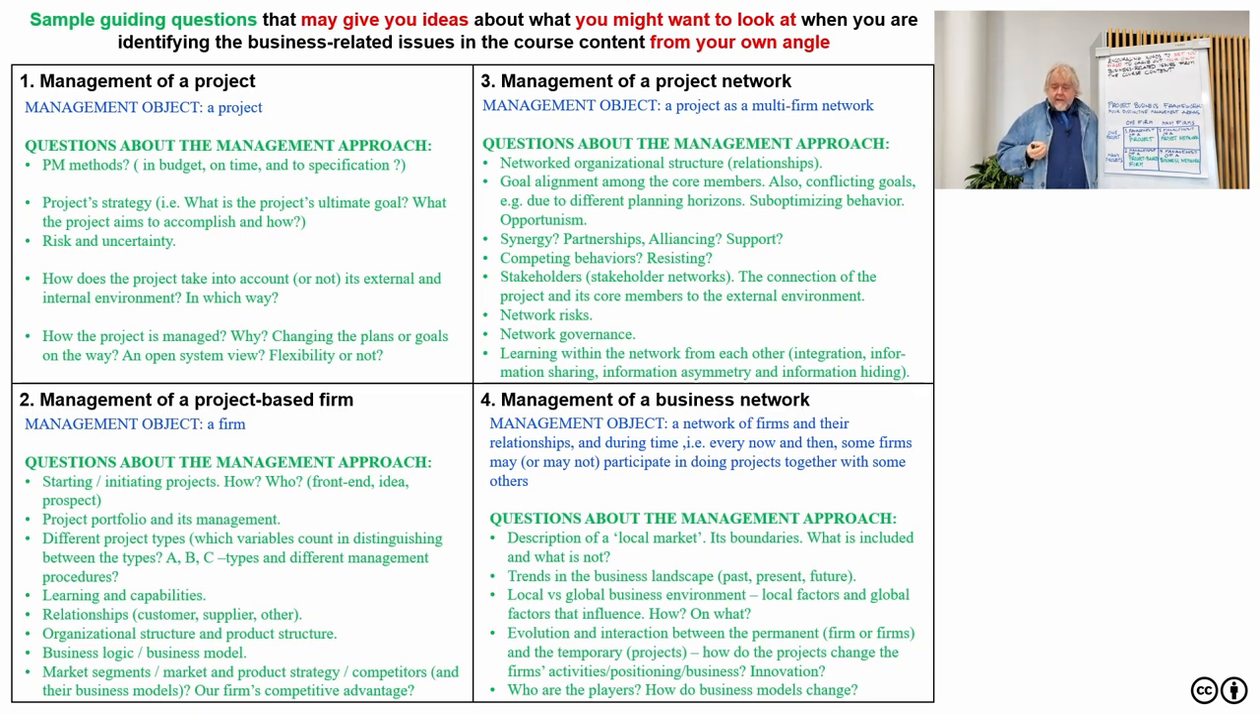Okay, then in area number three, management of a project network, we are talking about a network view of a project where there are multiple organizations or firms connected to the project, surrounding the project. So the boundaries of the project are continuously changing as new actors enter and others exit when they have done the job. Then area number four, the management of a business network.